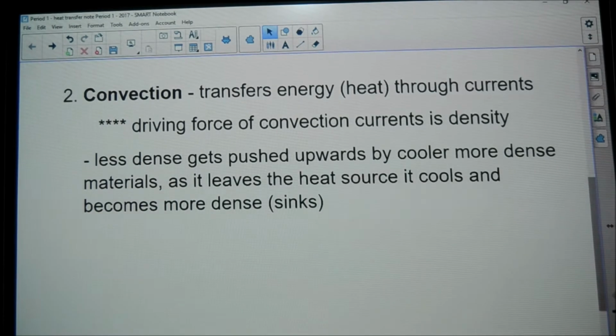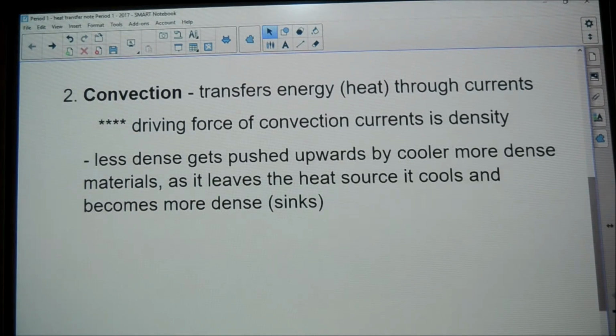Alright? So this one, it says less dense gets pushed upwards by cooler, more dense material. This is going to be really important for you when we do meteorology and we look at cold fronts and warm fronts. As it leaves the heat source, it cools and becomes more dense. If you're thinking about a heater, the heater that's in the classroom, it's sucking that cooler, more dense air in, it heats it up. As it heats it up, it forces it outwards. That air is warmer. It's going to get pushed upwards by the cooler, more dense air.